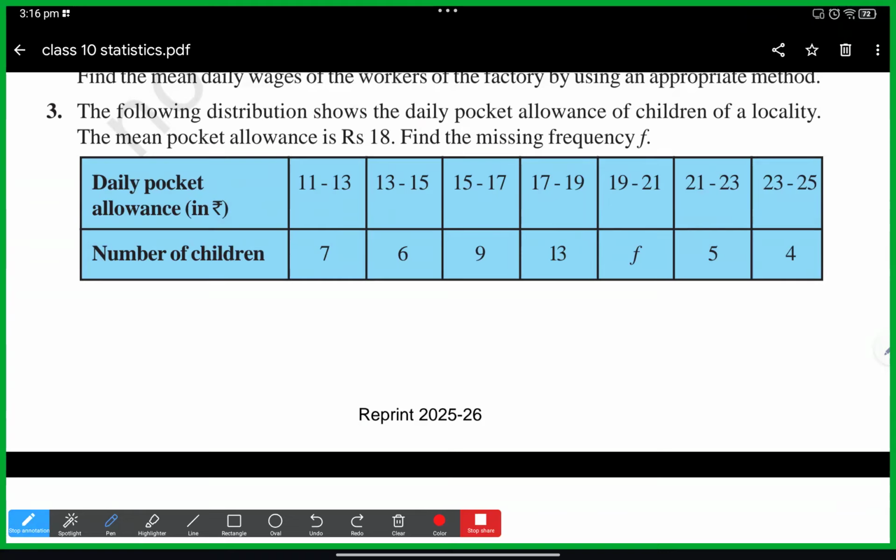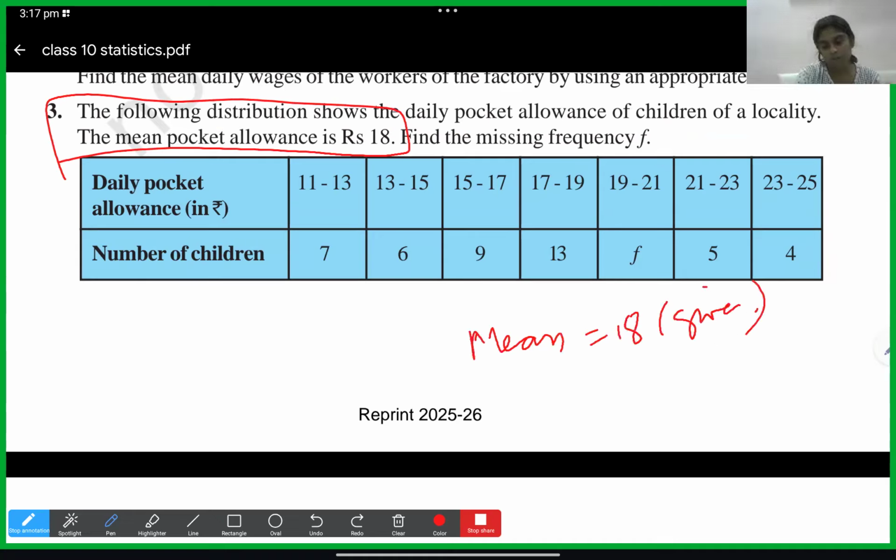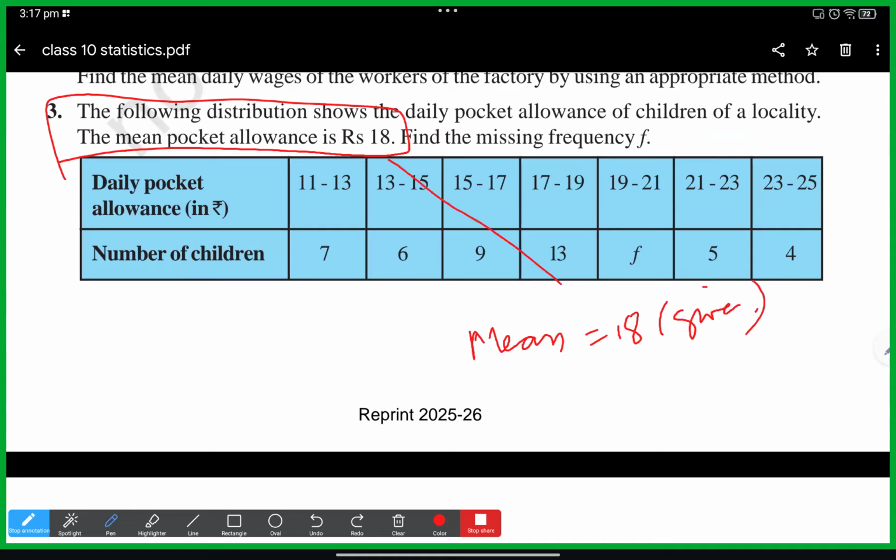So Hasni, in this question, if you observe the daily pocket allowance, this question is about the daily pocket allowance of the children of a locality. And they said that the mean pocket allowance is rupees 18. Means the mean value is already given. Mean pocket allowance is 18.